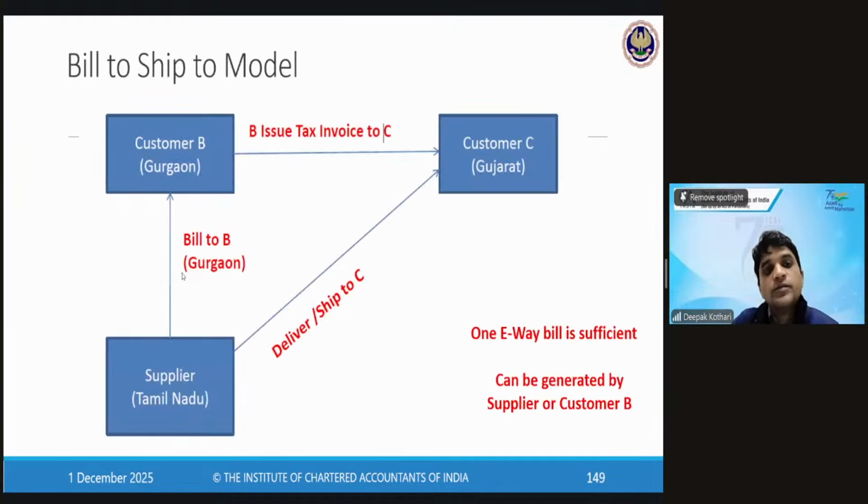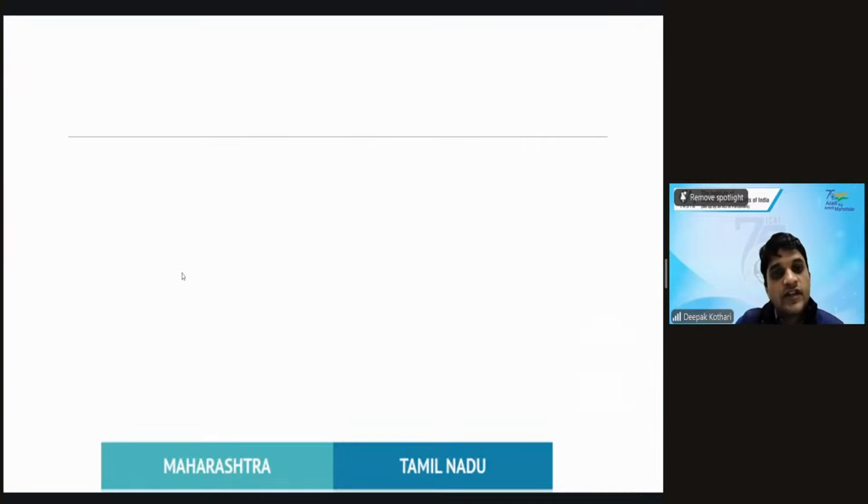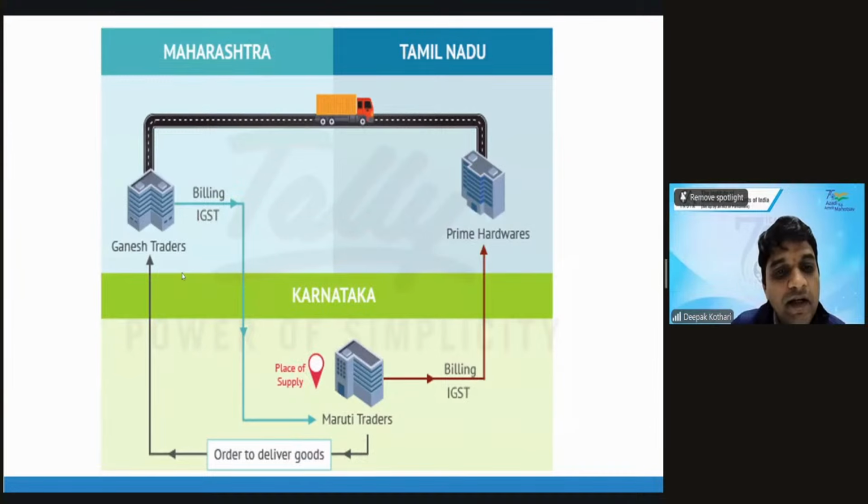In case of a bill to, ship to model, like generally we have seen, this example of bill to and ship to. So in this case, who will have to raise the e-way bill? ITC, we are clear that ITC will be taken by Maruti Traders, even though goods are getting delivered to Prime Hardware.